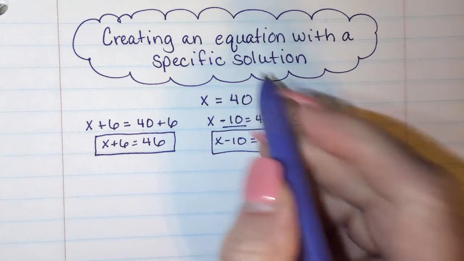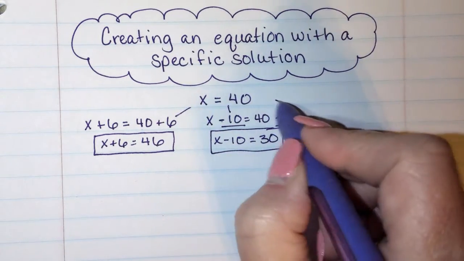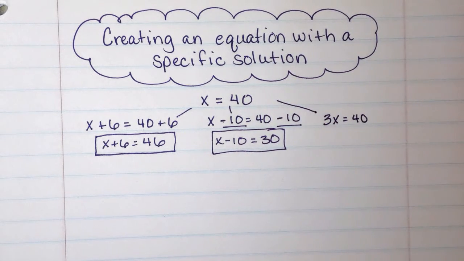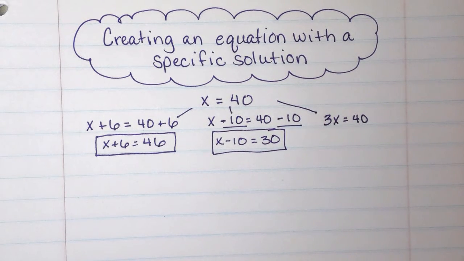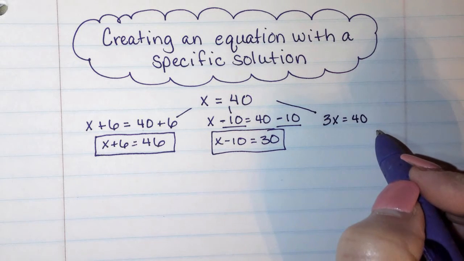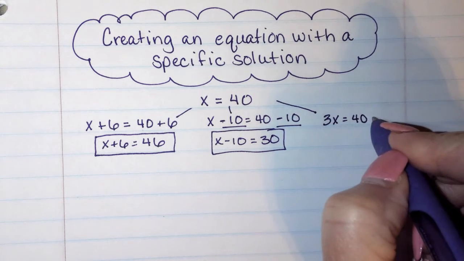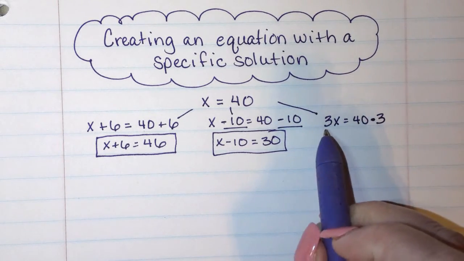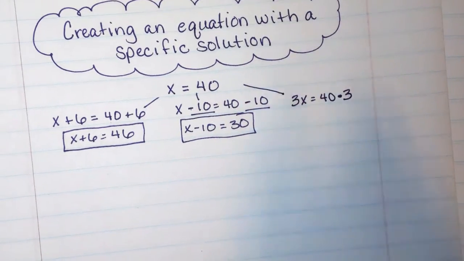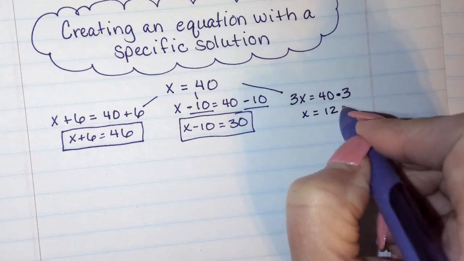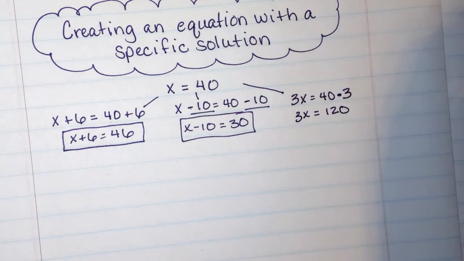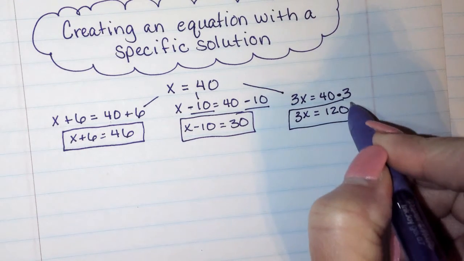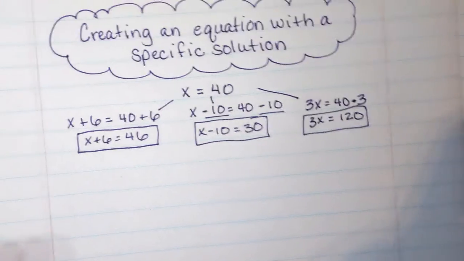Or I could do multiplication. 3x equals 40. Probably shouldn't have used 3. It's going to give me a repeating decimal, but that's okay. So 3x, oh no, it's not. Never mind. What am I thinking? 3x equals 40 times 3 because I multiplied by 3 on both sides. So 3x equals 120. And if I were to put 40 in as x, I would get 120. I could also do division.